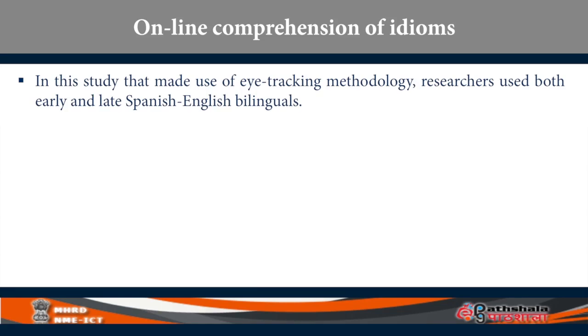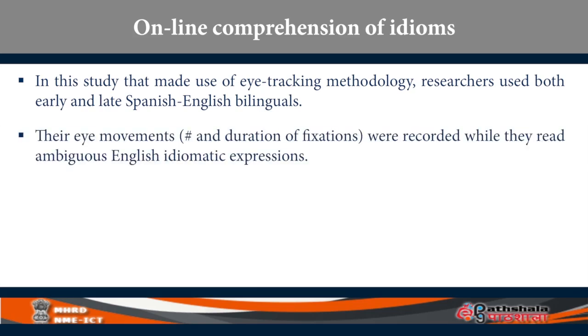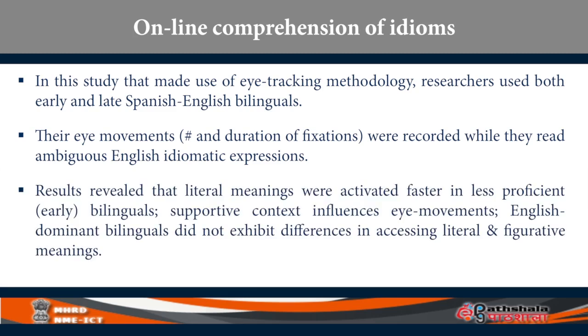In this study, for instance, they used eye tracking methodology, and they used both early and late Spanish-English bilinguals, and they monitored their eye movements, and duration of fixation was recorded while they were reading ambiguous English sentences containing idiomatic expressions. Results of this research reveal that literal meanings were activated faster in less proficient bilinguals. On the other hand, supportive context, if the sentence gave some clues, influences the eye movements also.